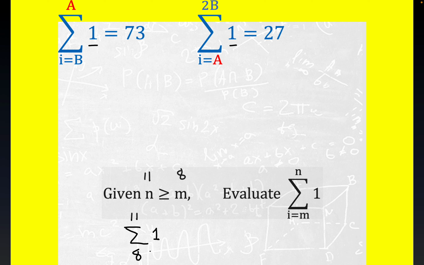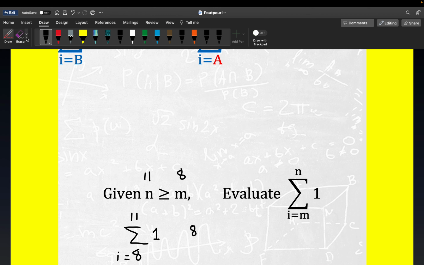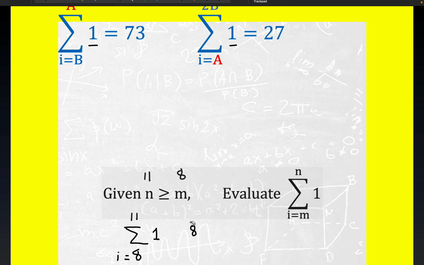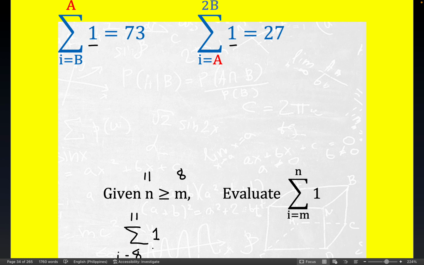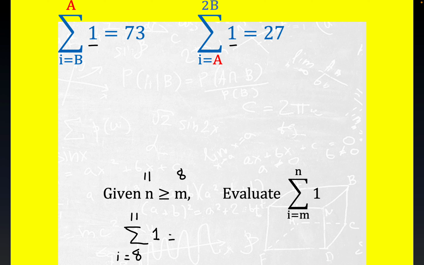Well, for i equals 8, we get a 1. For i equals 9, we get another 1. It's a little weird, isn't it? But it's just a function of i, a constant function, the constant function 1. So 1 plus 1 plus 1.